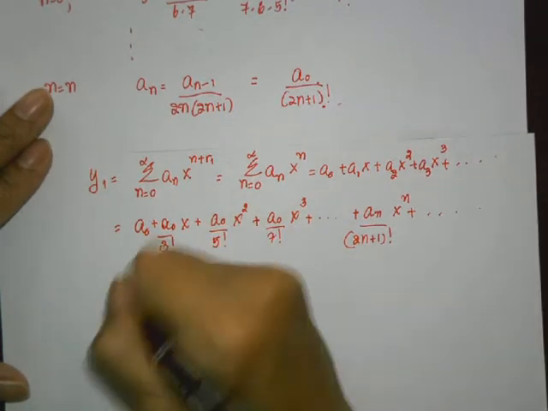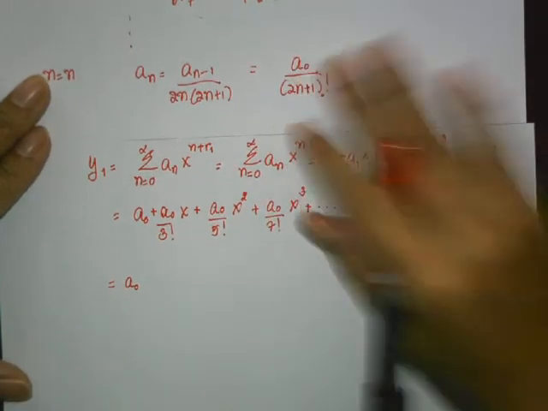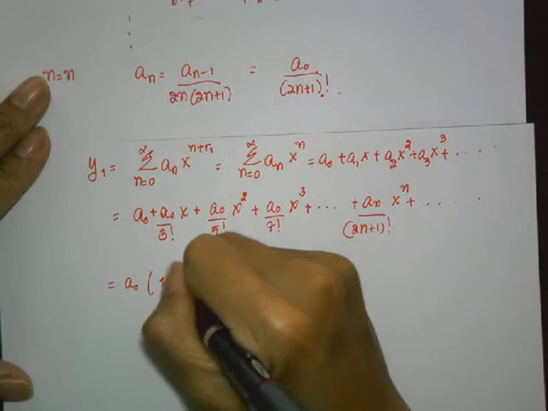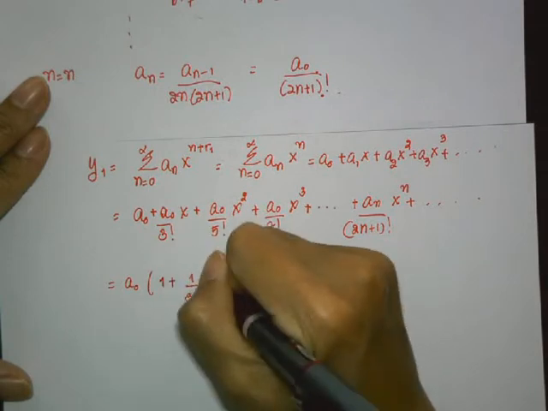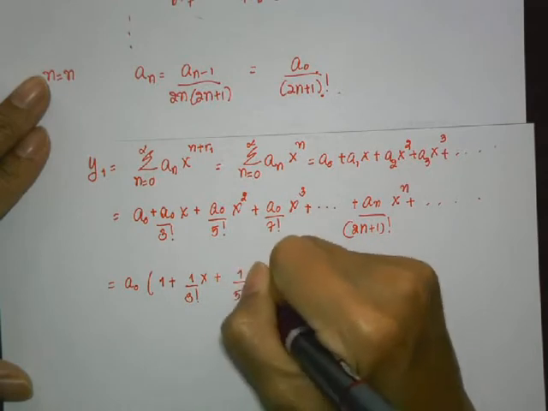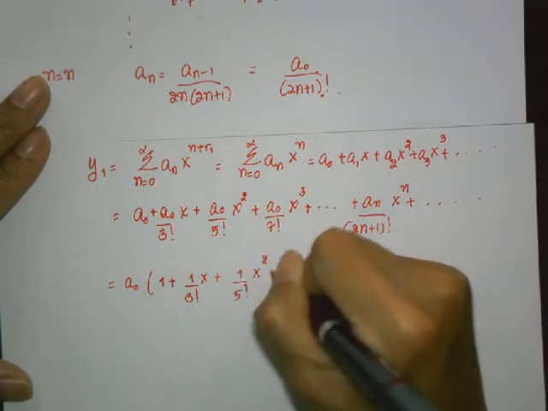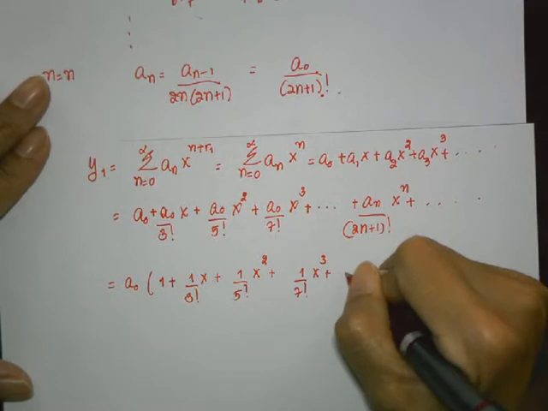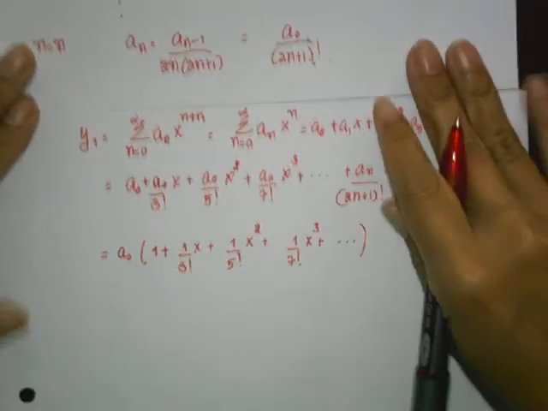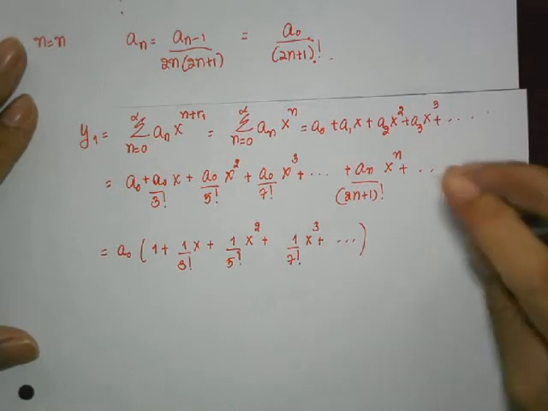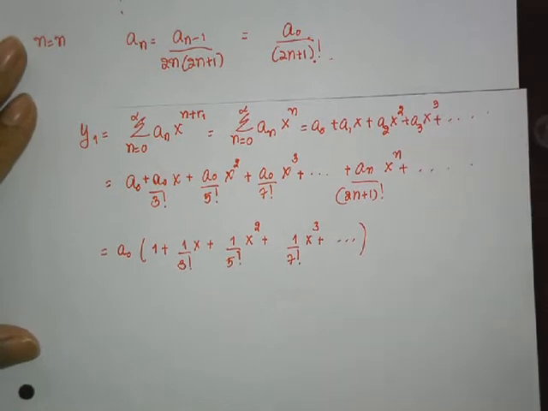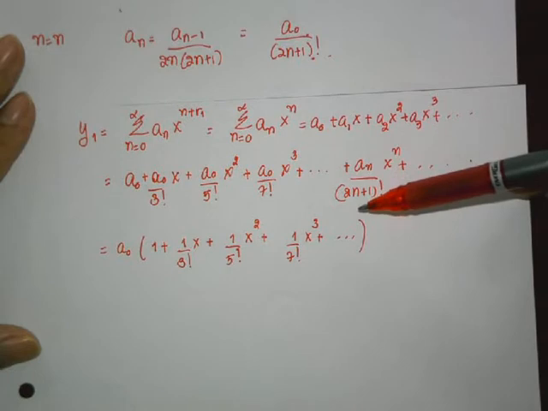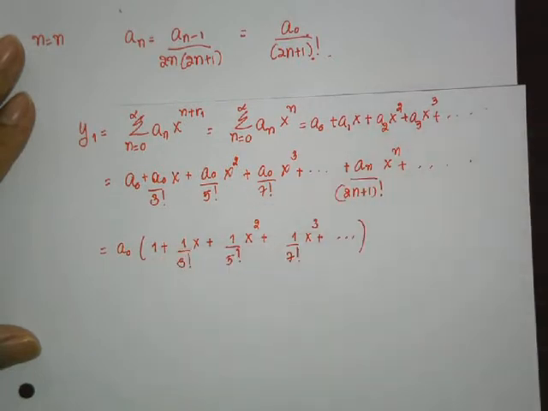Now we take a0 and out. So we will get 1 plus 1 over 3 factorial and plus 1 over 5 factorial x squared plus 1 over 7 factorial x to the power 3 plus. Now because it is in the form of sine hyperbolic function, it pretty much looks like that. But we want to arrange, I mean, if you want to be done with this, that's fine. You don't need to rearrange it.